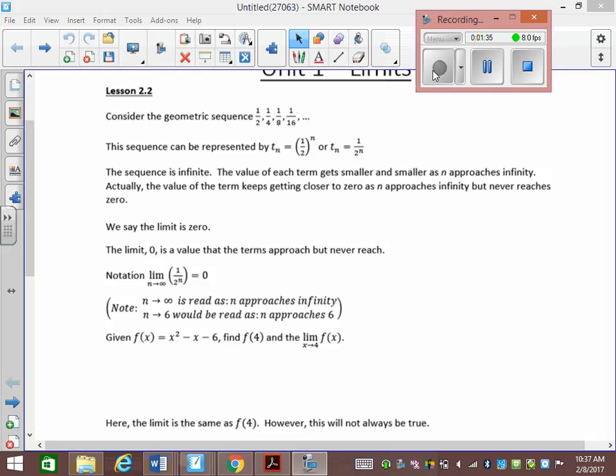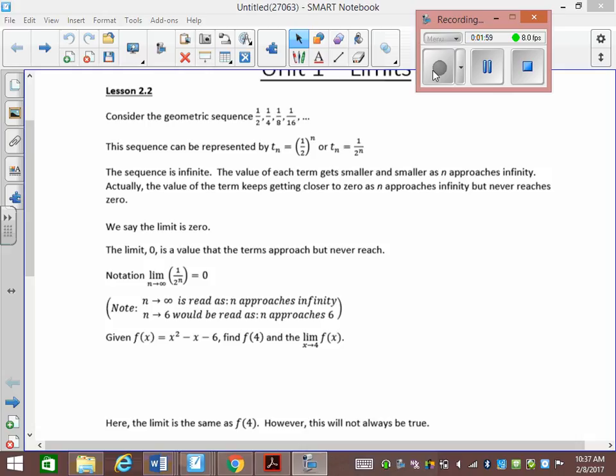A limit, which you have to wrap your head around, is the values that are close to that value as you approach the value. So if I asked you for f of 2, you would tell me what the y value was when x equaled 2, correct? But if I ask you for the limit as x approaches 2, you're going to tell me what the values are as it gets closer and closer to 2, but not exactly at 2.